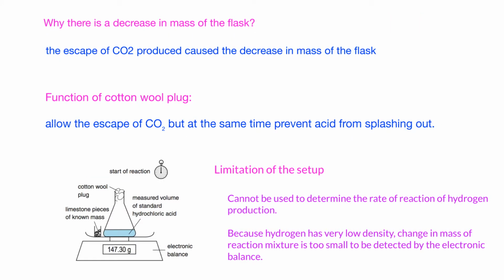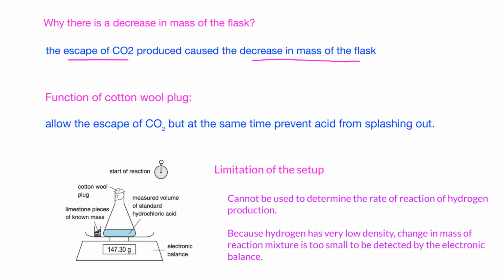Why is there a decrease in mass of the flask? As I've mentioned, because there is an escape of CO2 produced, therefore there will be a decrease in mass of the flask. CO2 has mass, so when it leaves the system, the total mass of the whole reaction mixture will decrease.